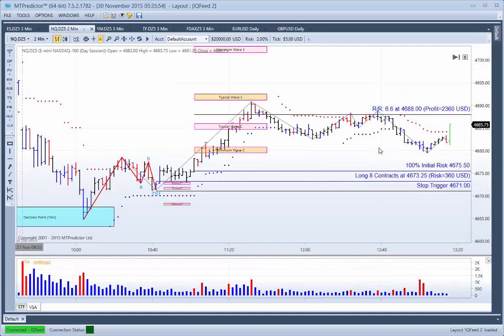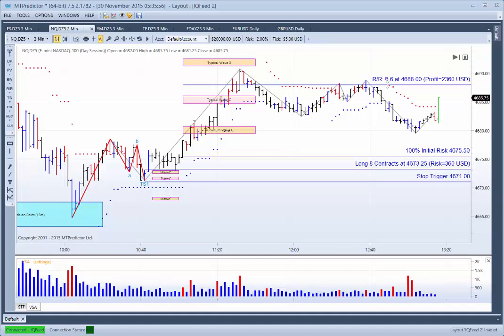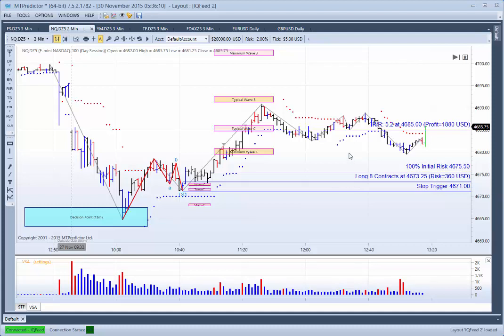And the result would therefore have been a lovely 6.6R, or in other words 6.5 times greater than the initial risk. If you hadn't decided to do that, at the very least trail with our ATR stop, which would have been our blue dots, so that would have locked in a 5.2R profit. So either way, that would have been a very, very nice trade there.